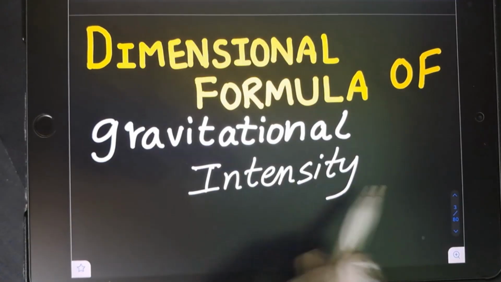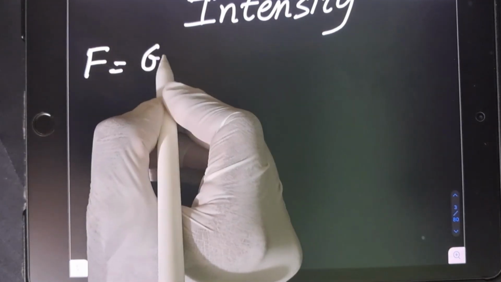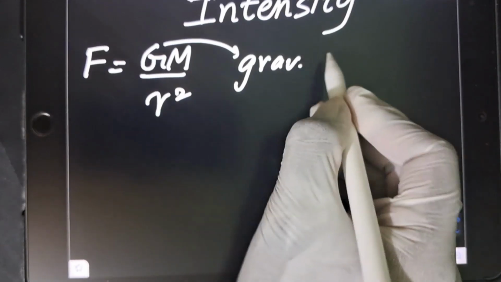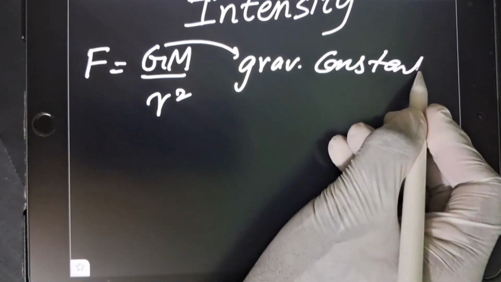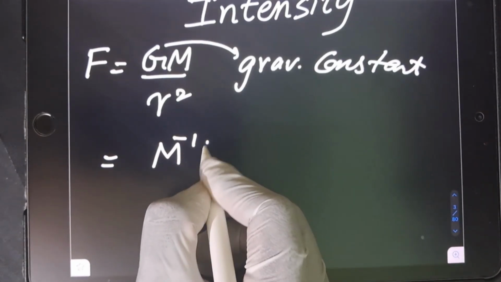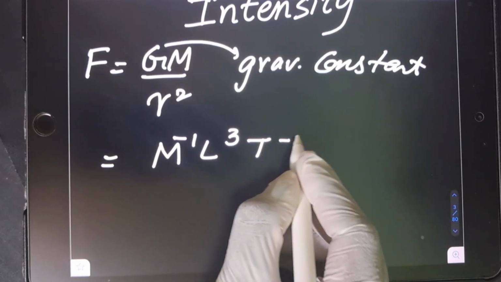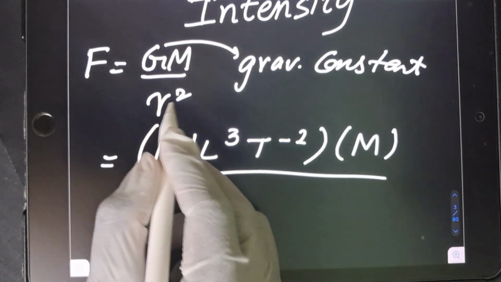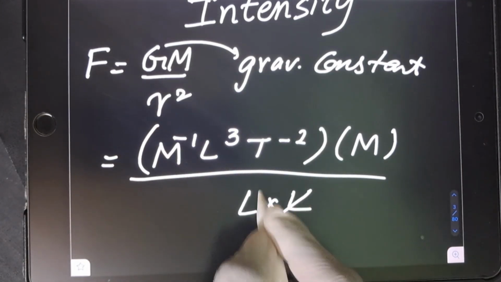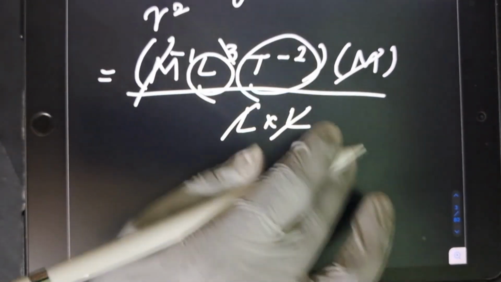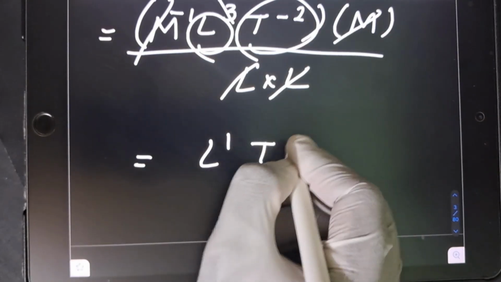To find the dimensional formula of gravitational intensity, where the formula is F equals Gm by R square. Here G represents the gravitational constant. To solve this, you must know the gravitational constant's dimensional formula first. Learn that: M power minus 1 L power 3 T power minus 2, into mass M. And here R square, radius square, so L into L. Cancellation of length, we get M power 0, L power 1, T power minus 2.